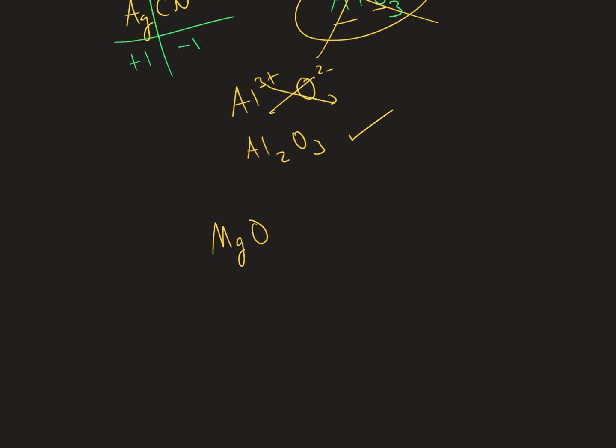Quick question about the aluminum. We know the charge of aluminum because it's not a transition metal. It's on the right, the main group element. It's in group 13, so it has to lose 3 electrons to be like neon.